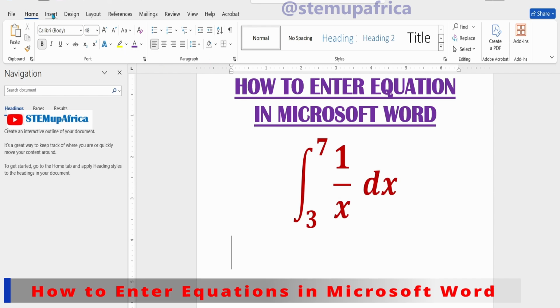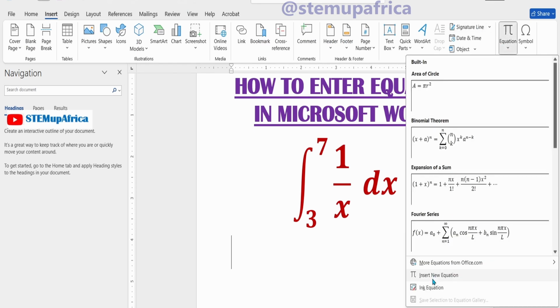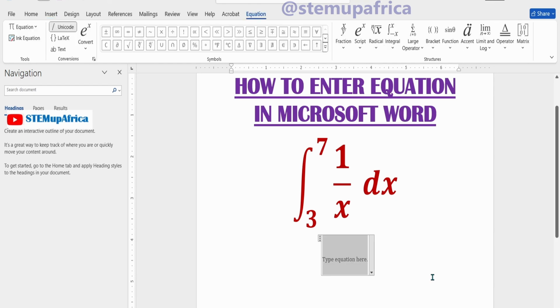You go to your Insert tab on your ribbon, then go to Equation and Insert New Equation. So click on Insert New Equation. When you click on it, you see a lot of structures. You have fraction, scripts, radicals, integral. So pick integral. There are a lot of other structures that you can pick from, but for this expression, we're looking at integration.